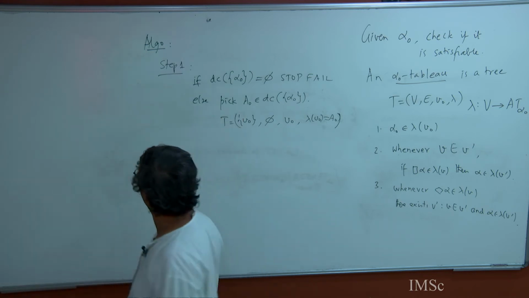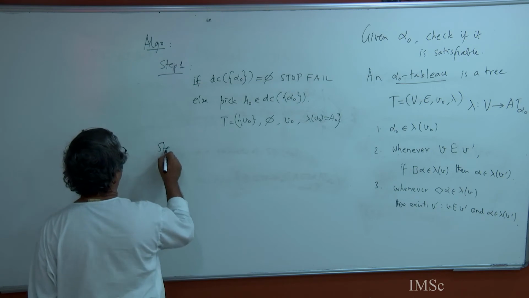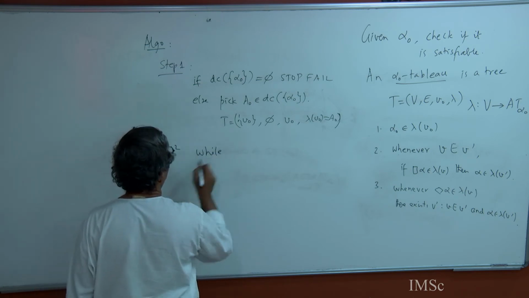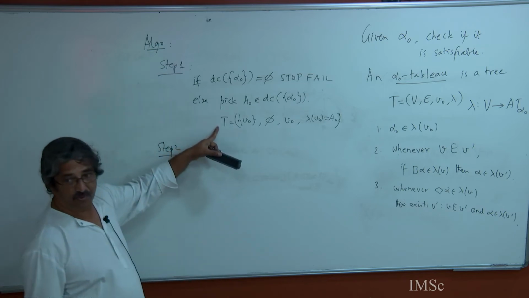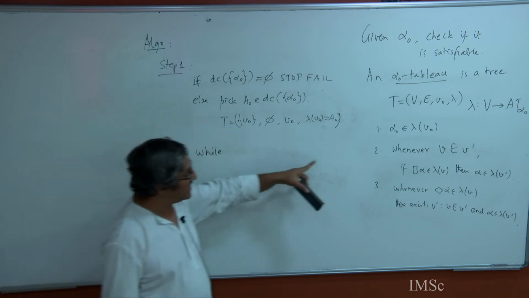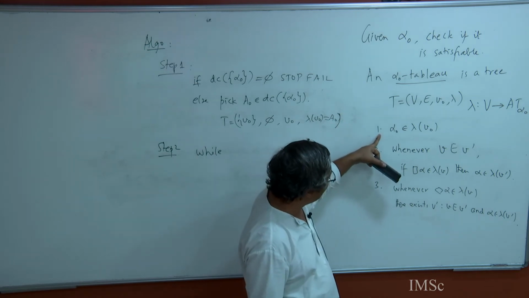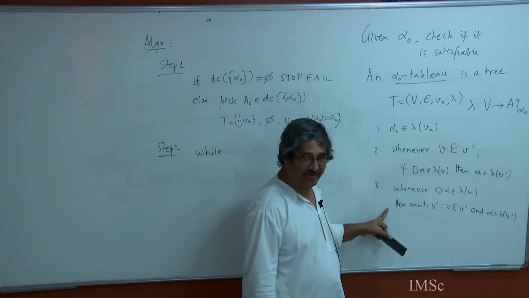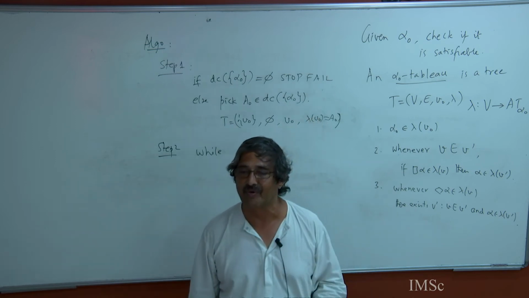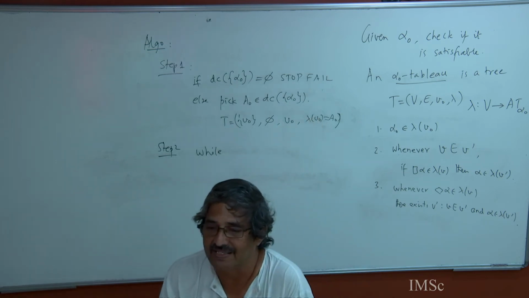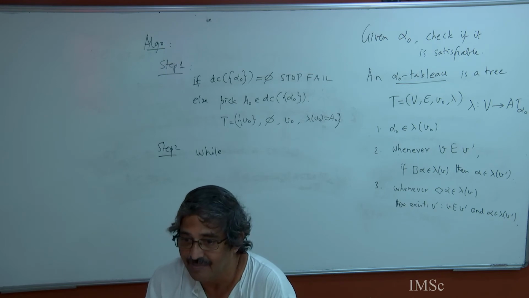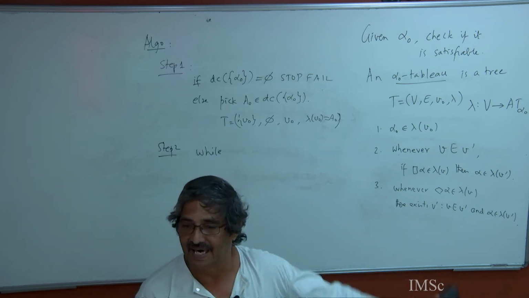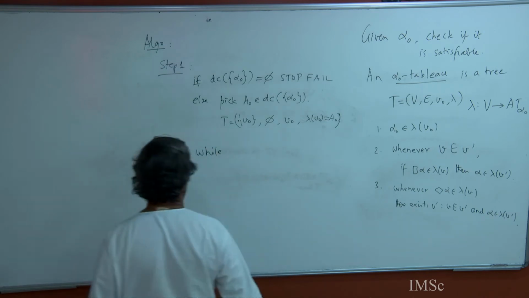And in general, now what do we do? Step 2. Notice that this is not quite a tableau, because this condition is satisfied, since E is empty, but this one may not be satisfied. In general, what we are constructing is a tree, but that tree need not be a tableau as yet, right? Because it doesn't satisfy this condition. So that's what you have to repair.